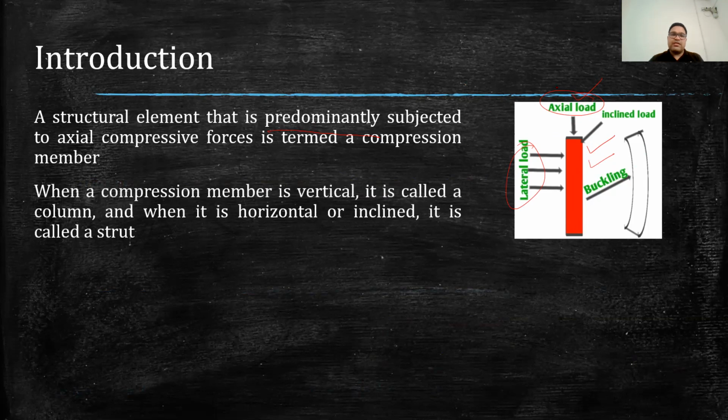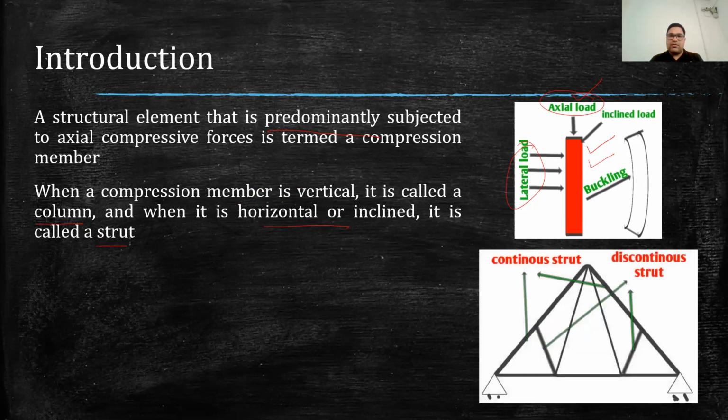So a compression member can be horizontal member, it can be inclined, it can be vertical. So based on this plane, it can be of any plane basically. If it is vertical, it will be known as column. If it is horizontal or inclined, it will be known as struts. Columns are generally provided in buildings.